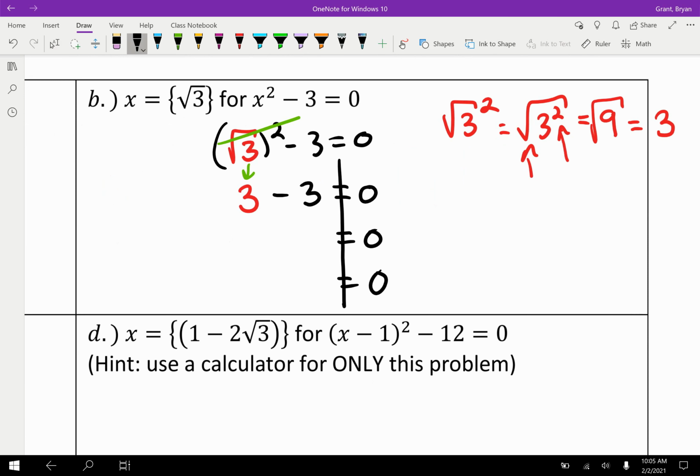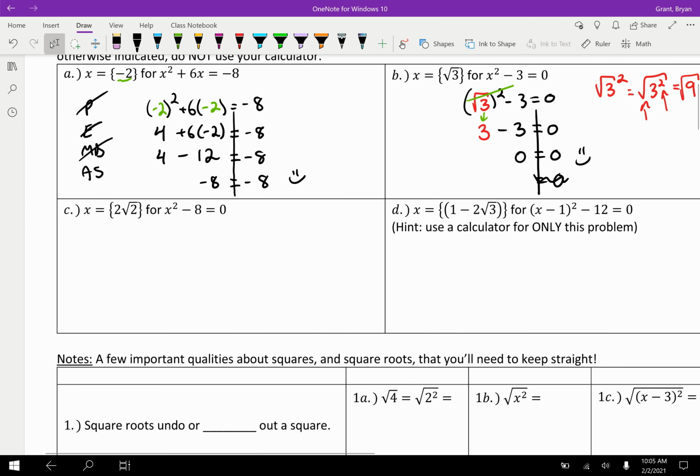Once we're here, we just simplify. 3 minus 3, that's 0, and I didn't even need this last line. 0 is the same as 0, so we're good. All right, now that you know that, go ahead and try these last two, and again, unpause whenever you're ready.